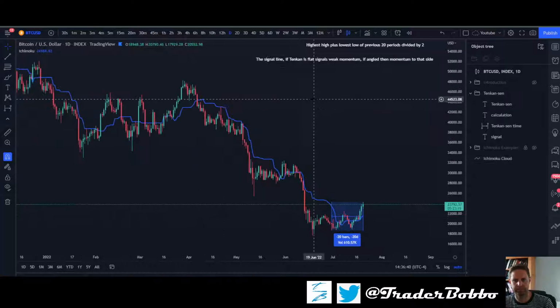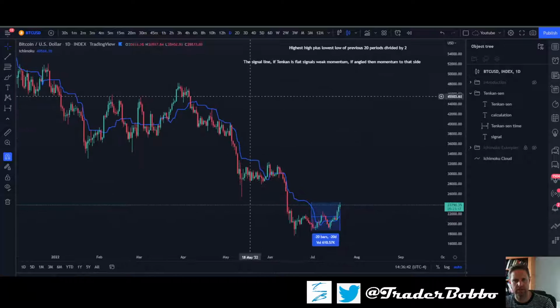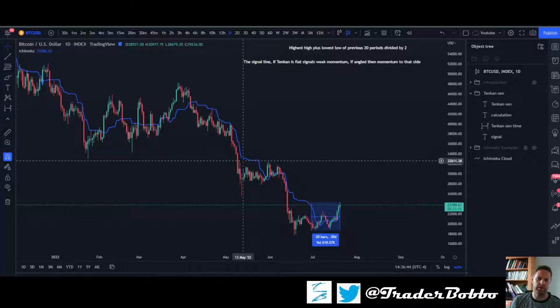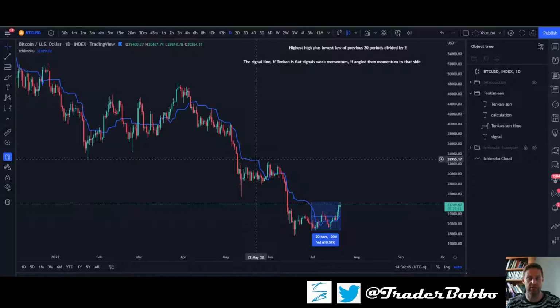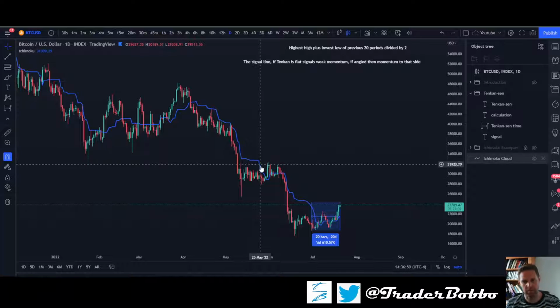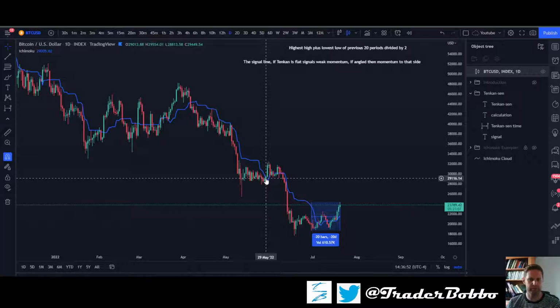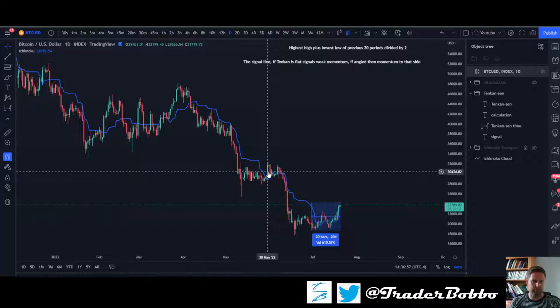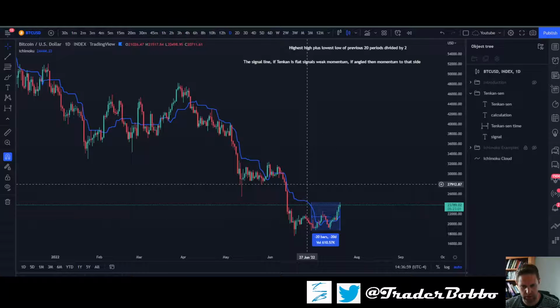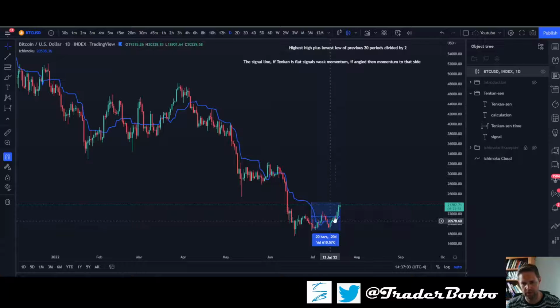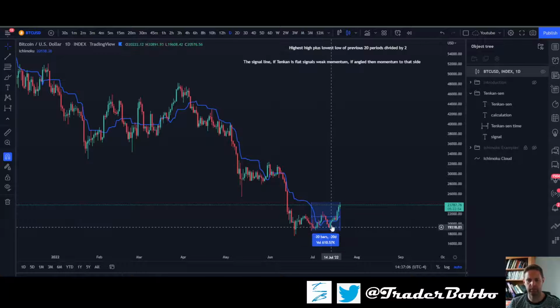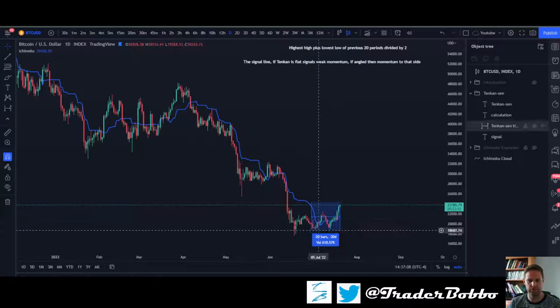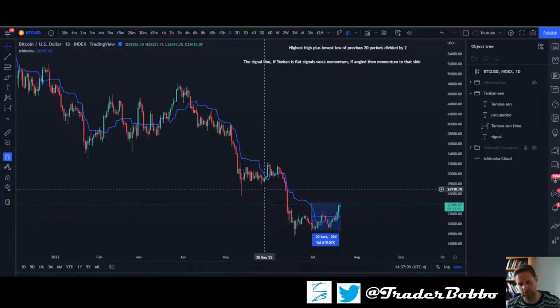So what is it? It is the signal line. So if the Tenkan is flat, it signifies weak momentum, flat momentum. Angle down, bearish momentum, price moving to the downside. Up, bullish momentum, price moving to the upside. You can see currently at the moment, 20th of July, currently moving to the upside. Bitcoin's slowly moving out of this range, and we'll see how far it comes.